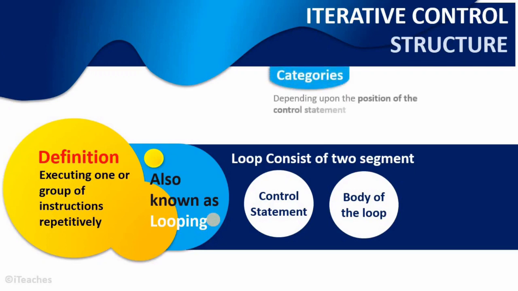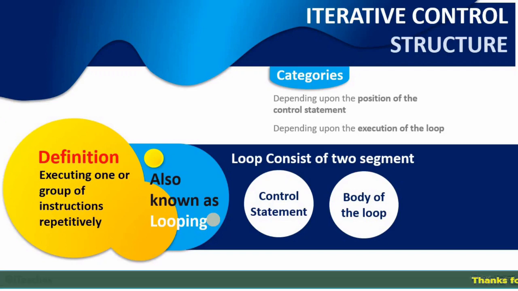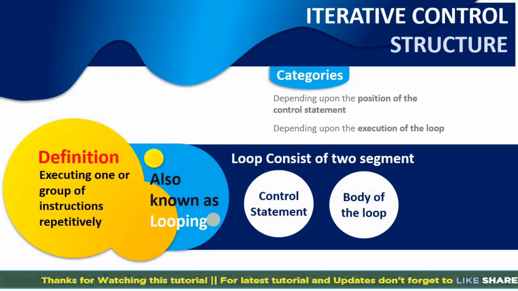Now move on to the categories. The loop, or the iterative control structure, is categorized into two broader forms. Number one depends upon the position of the control statement. As I told you, there are two segments: one is called the control statement, another is called the body of the loop. Depending upon the position of the control statement, we can categorize a particular loop. Similarly, the other broader category depends upon the execution of the loop. We will look at this one by one.